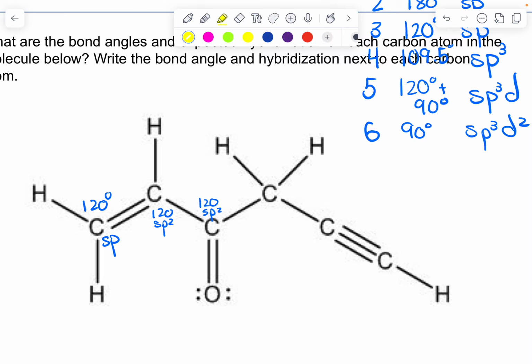Next, 1, 2, 3, 4. Okay, so 109.5, sp3. Next one, 1, 2. So 180 and sp. And then the last one, 1, 2, so 180 and sp. Okay?